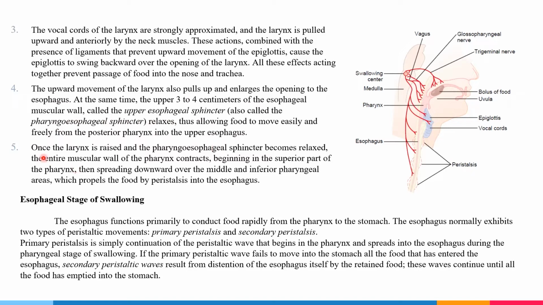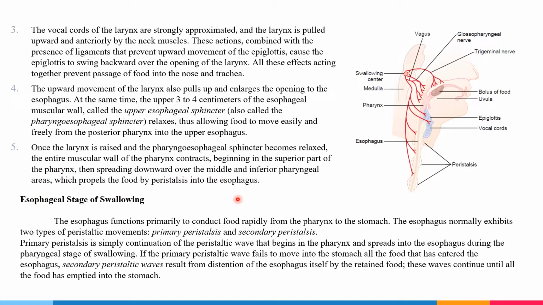And finally, once the larynx is raised and the pharyngoesophageal sphincter becomes relaxed, the entire muscular wall of the pharynx contracts, beginning in the superior part of the pharynx, then spreading downward over the middle and the inferior pharyngeal areas, which propels the food by peristalsis into the esophagus.